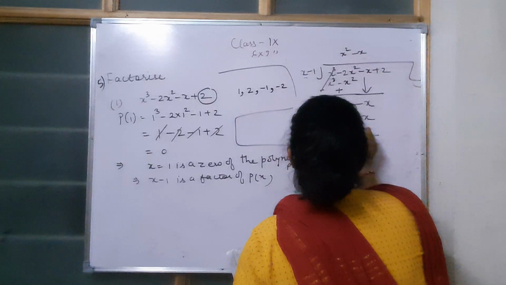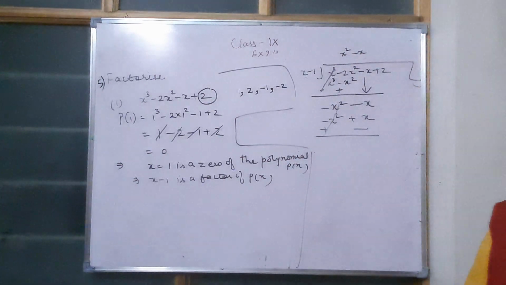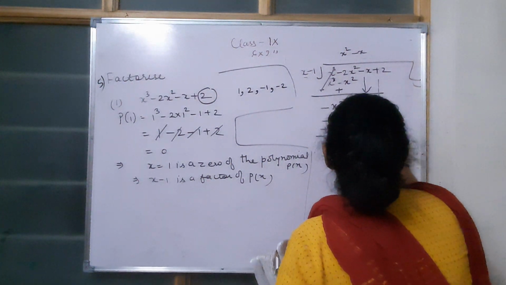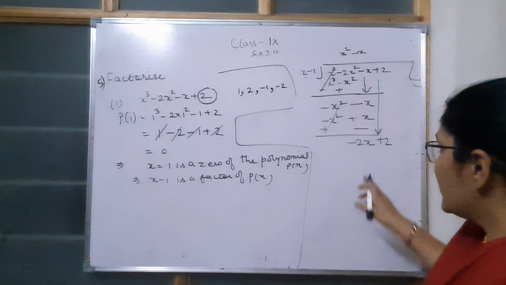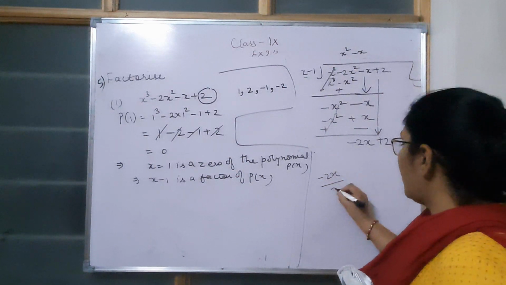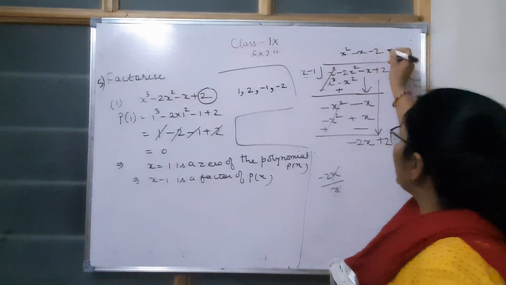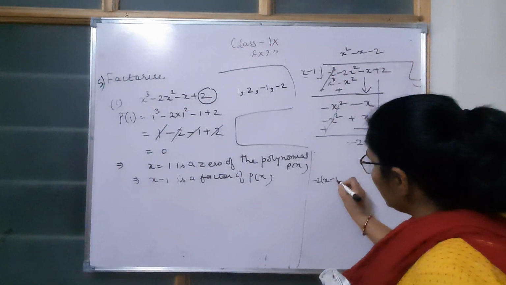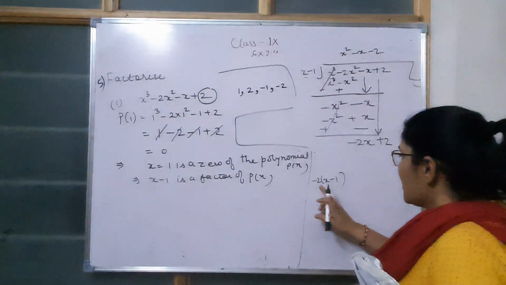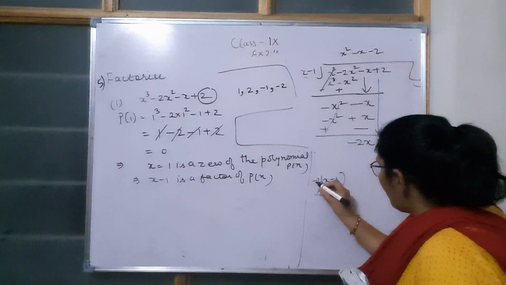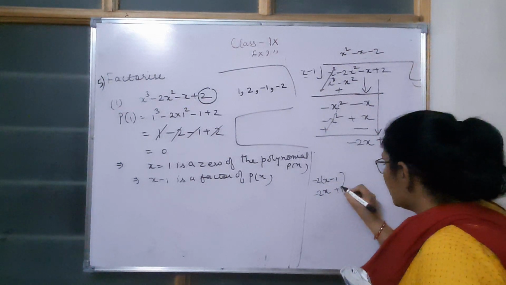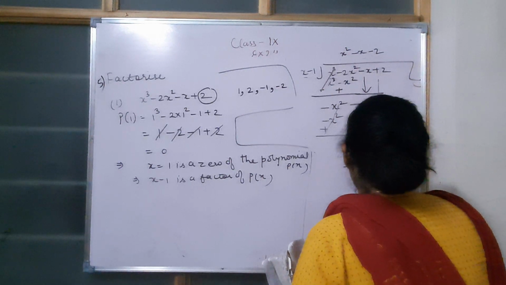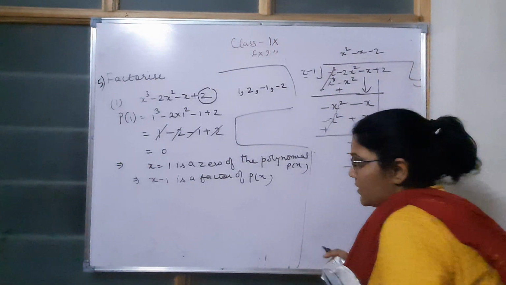Now changing the sign, cancel. Minus x minus x will be minus 2x. Alright. Now next is plus 2. Again we will divide minus 2x by x. So we will get minus 2. Fine. Again we will multiply minus 2 with x - 1. This is the same which we used to do in 8th standard. Minus 2 into x, minus 2x. Minus 2 into minus 1 will become plus 2. So this is going to be minus 2x plus 2. Changing the sign, and remainder is 0.